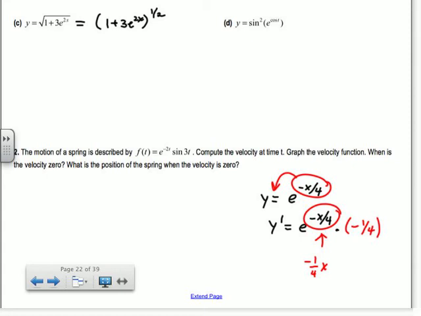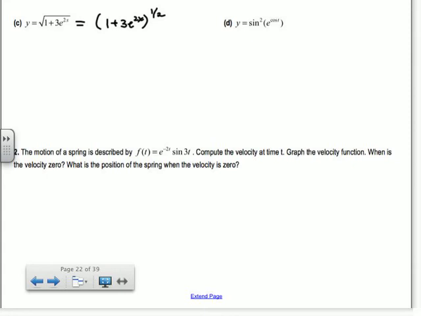Why can you not do that with this one? E doesn't work that way. E doesn't work that way, but more specifically, it's the power. X isn't constant. X isn't just a number, right? It's a variable. So if you have x as a power, you cannot do that rule. You can only do it for constants.